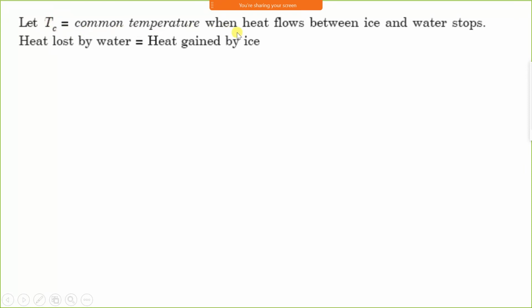Let Tc be the common temperature when the heat flow between ice and water stops. When the water and ice are mixed, the mixture will come to a common temperature after heat transfer, and that common temperature is Tc. Now ice is at a cold temperature and water is at a high temperature. Therefore, when mixing, the temperature of ice will increase and temperature of water will decrease. Or while mixing, the ice will convert into water first, then the temperature of that water will increase.